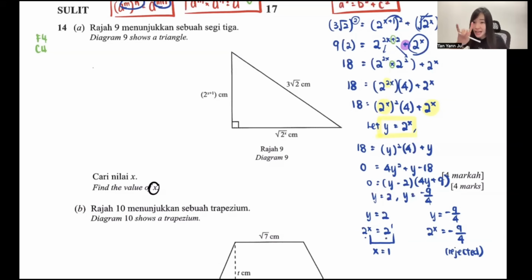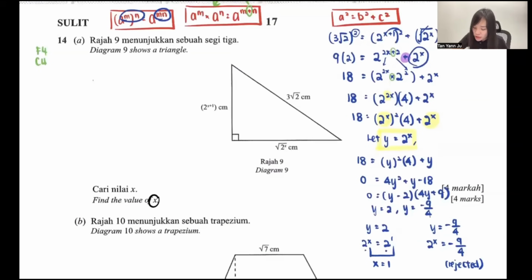So this part is 4 marks. The moment you can write this formula out, they will give you 1 mark. Whenever you get the general form, you get 1 mark. When just now you factorized it out, you split it, you factorized it out, you get another 1 mark. So this part, you are getting the 4 marks.